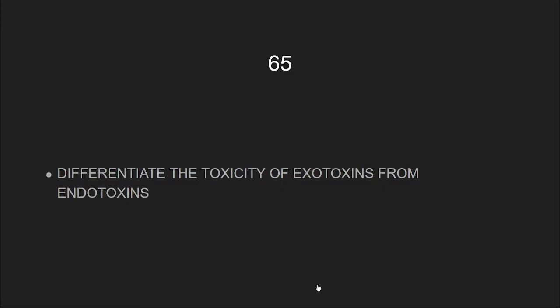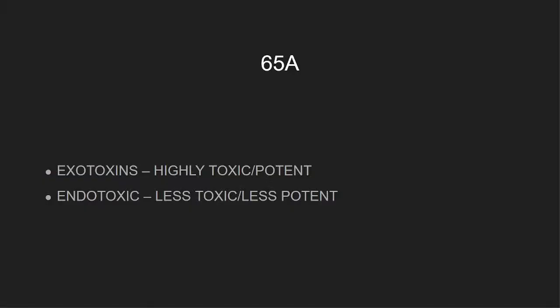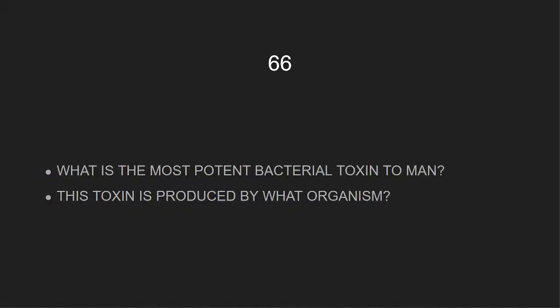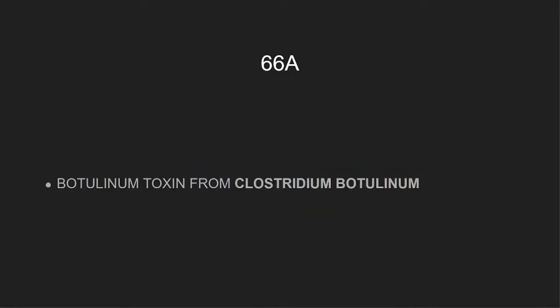Alright, let's move on to the next slide, class. Number 64 talks about toxicity of exotoxins from endotoxins. Exotoxins are highly potent, while endotoxins are less potent. Of course, we've said that already, right? Let's move on to the most potent bacterial toxin to man, number 66, I think. We've talked about that. The botulinum toxin comes from Clostridium botulinum. All right, we'll go to the next one.